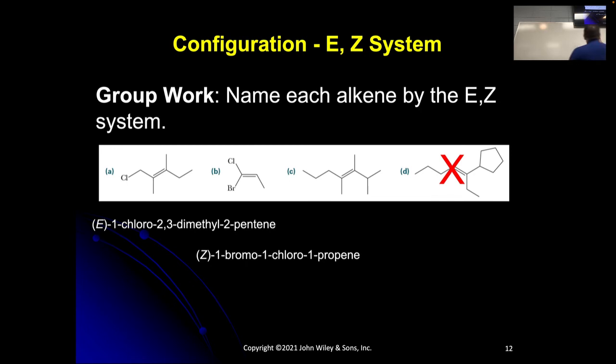So we've got to assign priorities. This is high, this is low. This is high, this is low. When I think about this plane, my highs are on opposite sides. So it's E. E-1-bromo, 1-chloro, 2-chloro... 1-pentene. No, propene. My bad. Yep.